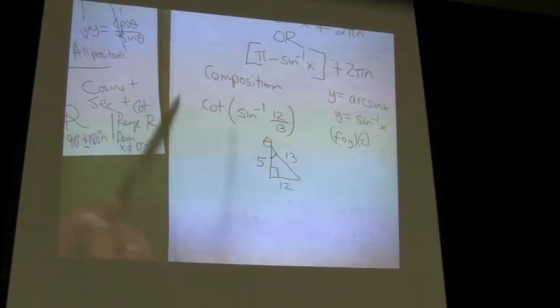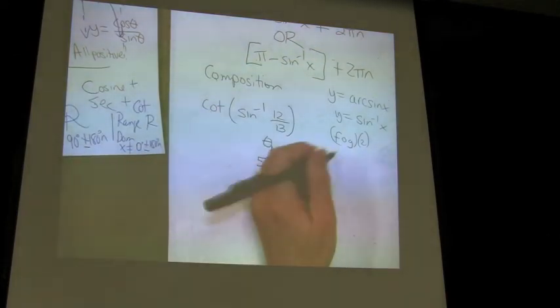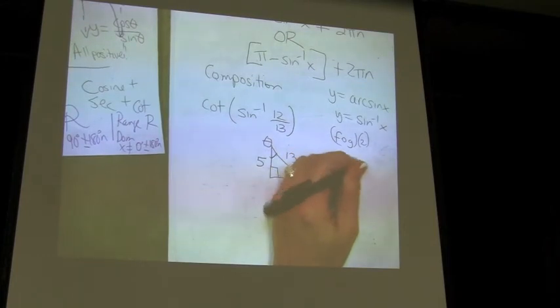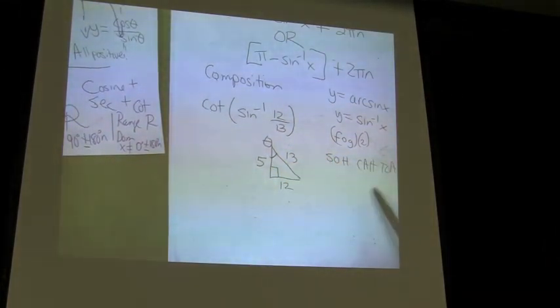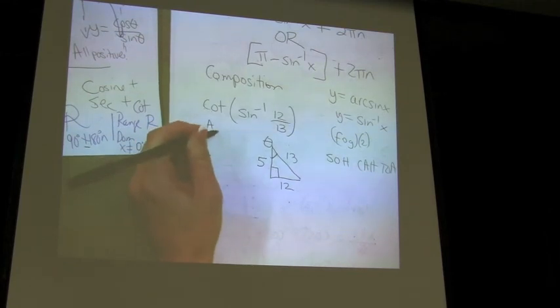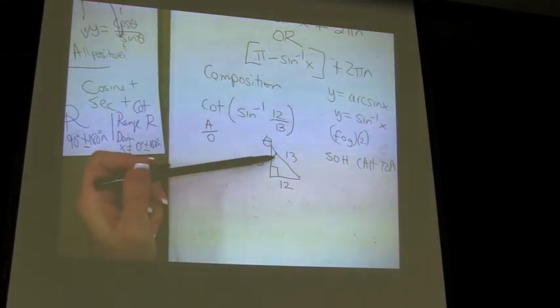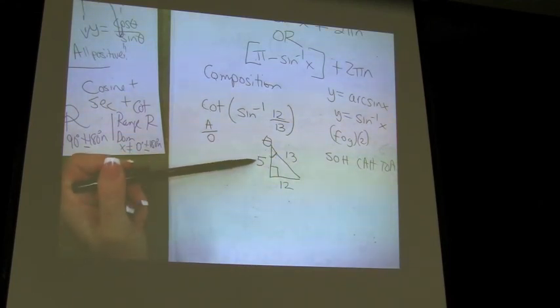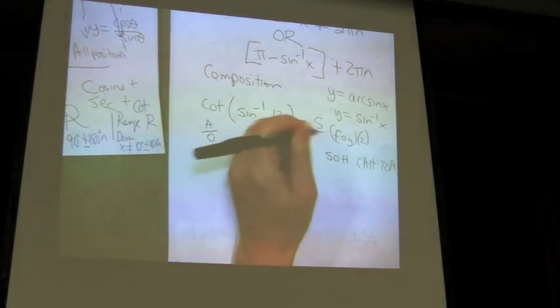Now, we want cotangent of this angle. Now, if you remember that expression of SOHCAHTOA, then we know tangent's opposite over adjacent. So what's cotangent? Adjacent over opposite. So here's the angle. What's adjacent? 5. What's opposite? 12. That's the answer. 5/12.